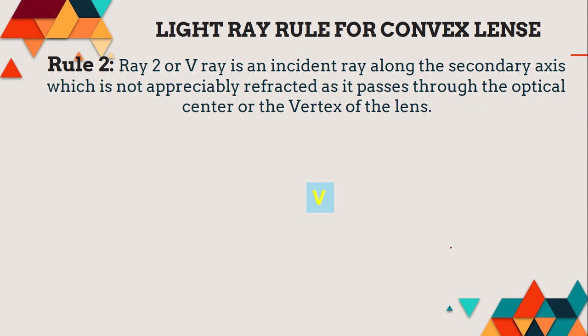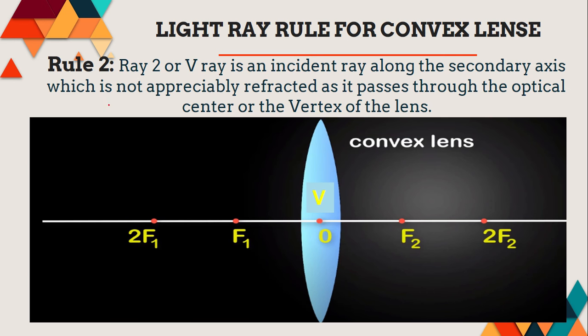The second rule, we have ray 2. Ray 2, or the V-ray, is an incident ray along the secondary axis which is not appreciably refracted as it passes through the optical center or the vertex of the lens. So, it will not refract because it just passes through our vertex. Our optical center is also known as the vertex. So, we have the secondary ray.